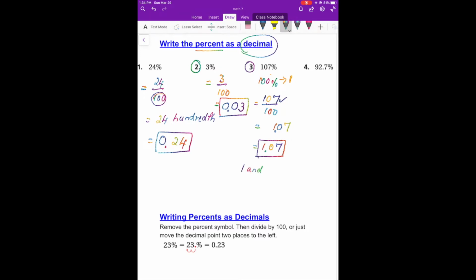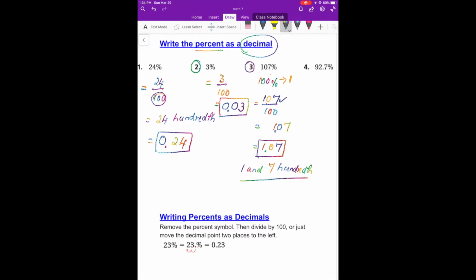So that is the answer, 1 and 7 hundredths. If it is more than 100%, you will get a mixed number, or you will get an improper fraction, or you will get a number before the decimal, like 1 and 7 hundredths.